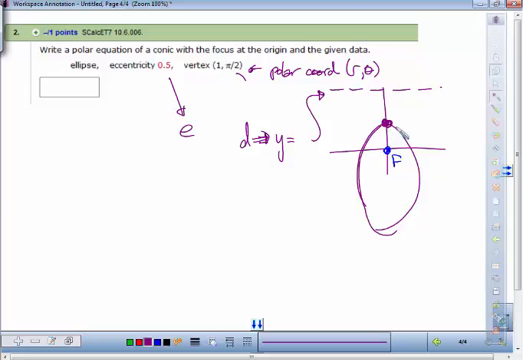The vertex is used to help you find the directrix. Because the focus is here. The focus is at the origin. This is one of the vertices. This is a focus. So if this is a vertex, it can't open up this way because you're not in the focus.